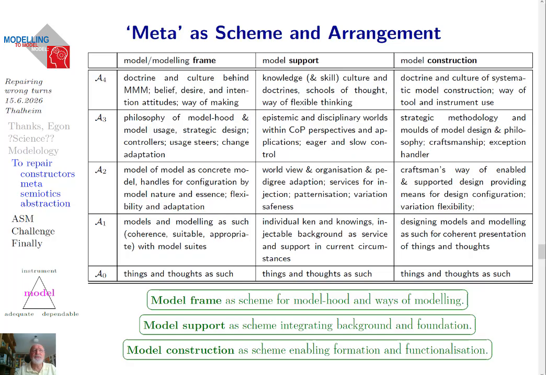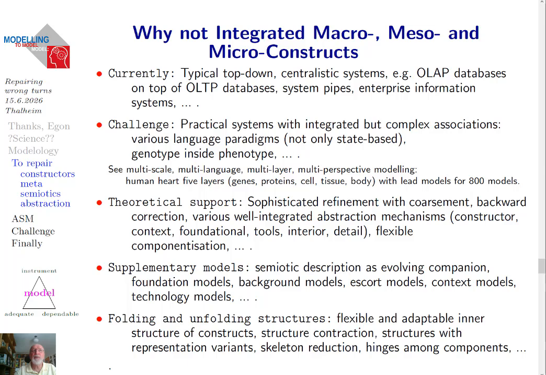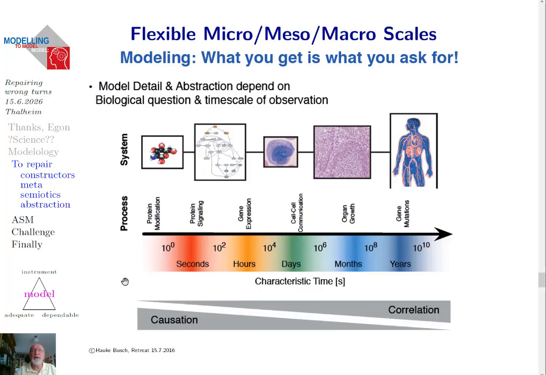Also we don't use it in a proper form in computer science. Another problem is, and this is a very bad lesson we learn: classically we only consider the meso or macro level. We should also consider micro constructs. Look at a simple example taken from medicine. We consider in biology the protein level, the gene level, the cell level, the cell tissue level, the organ level, and maybe also the body itself.